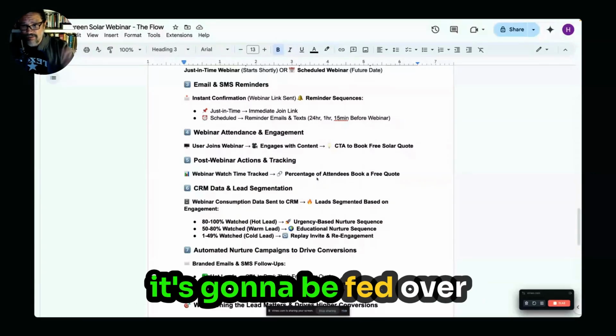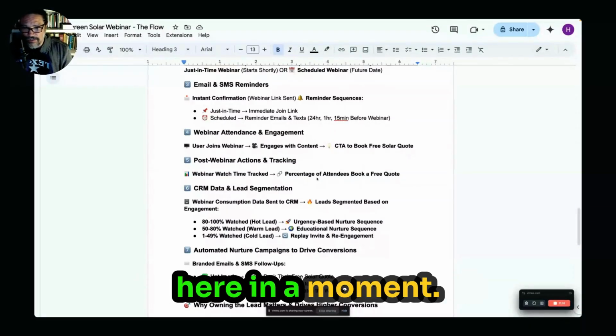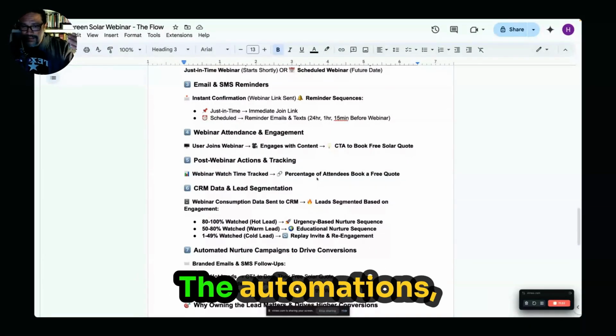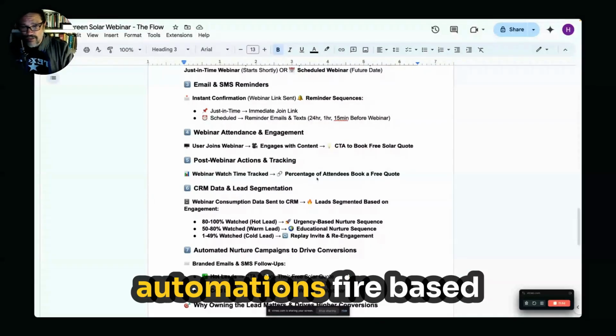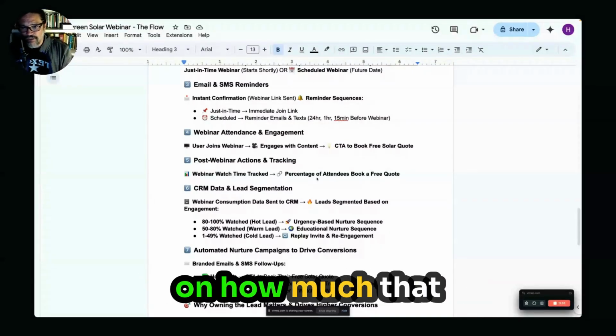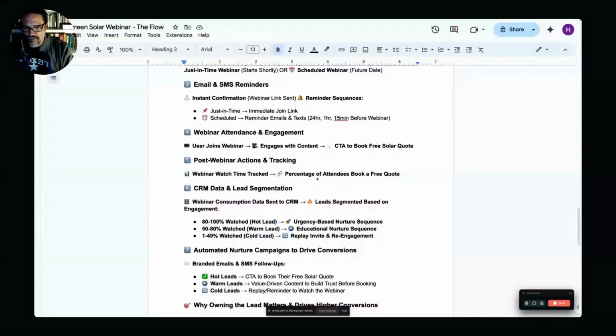And of course, it's going to be fed over to the CRM, which we're going to talk about here in a moment. On the CRM side, the automations, the trigger fires, the automations fire based on how much that individual watched. We're going to talk about that here in a second. So this leads into CRM data and lead segmentation. Because we know intimately what these leads have done with the information that we have provided and how much they watched, it allows for us to determine who are the hot leads, who are the warm leads, who are the cold leads that need to continue to be worked on, right?